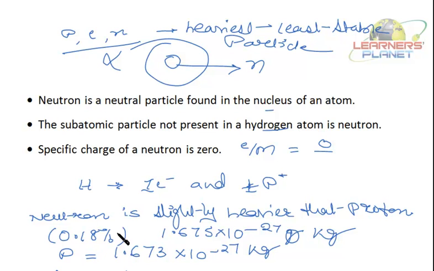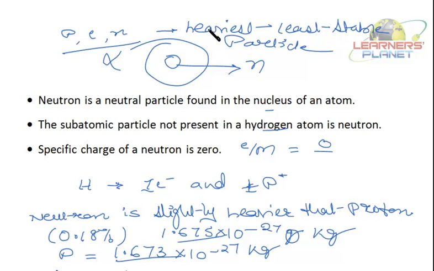That is, it is 0.18% heavier than proton. Mass of the proton is 1.673 into 10 to the power minus 27 kg, whereas the mass of neutron is 1.675 into 10 to the power minus 27. Proton is 1.673 and neutron is 1.675. So the neutron is heavier than the proton.